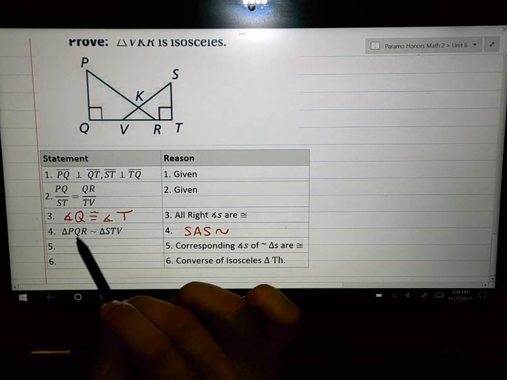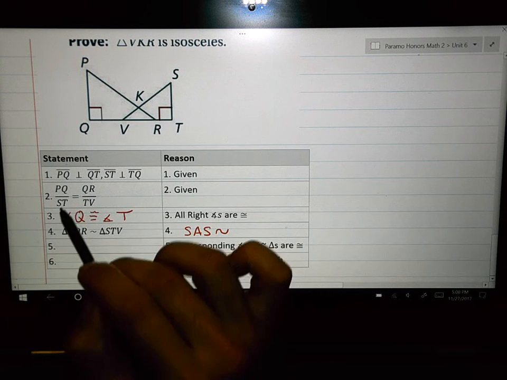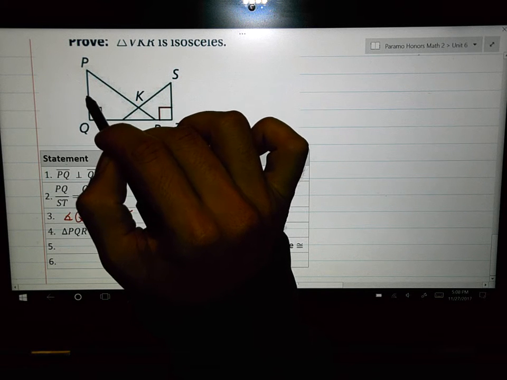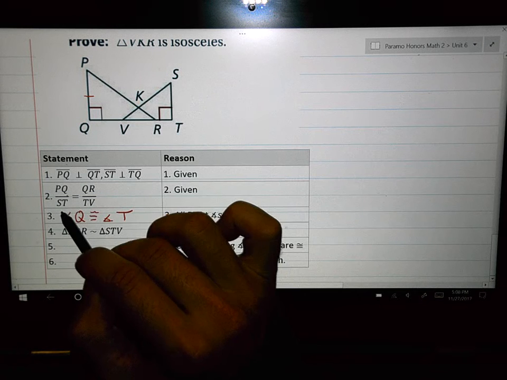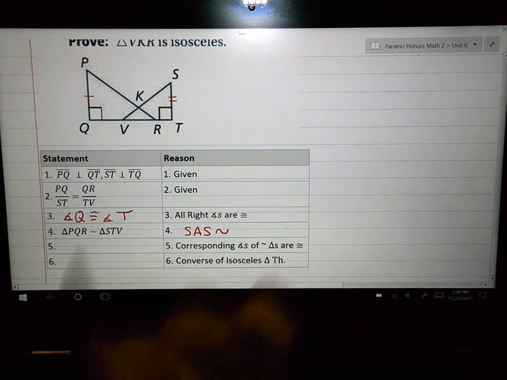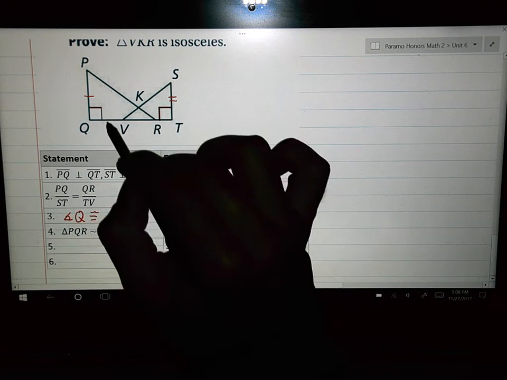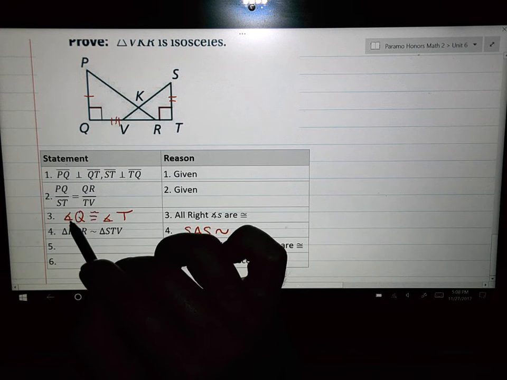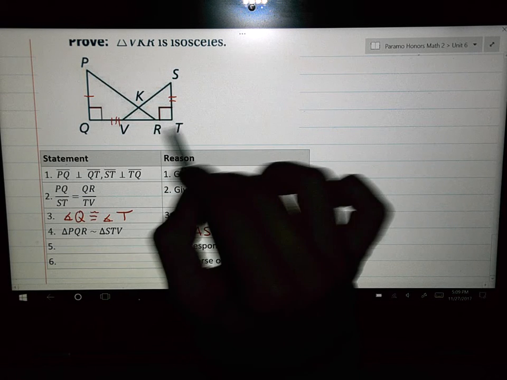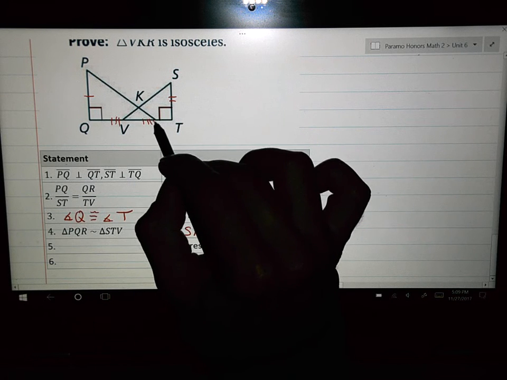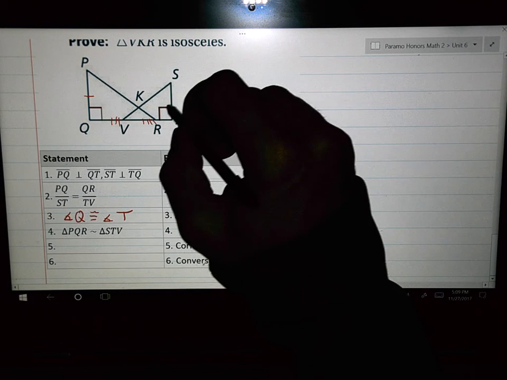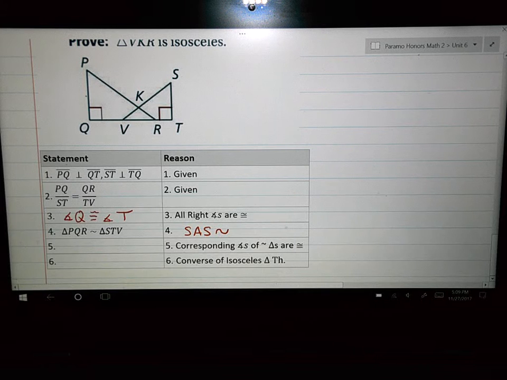That proves that this triangle is similar to that triangle because PQ, this one, and ST, double, they're not congruent to each other. QR, 1, 2, 3, and TV, 1, 2, 3, 4. Something like that. Those guys are all proportional to each other. I'm going to erase those things. Just so you know, side angle side.